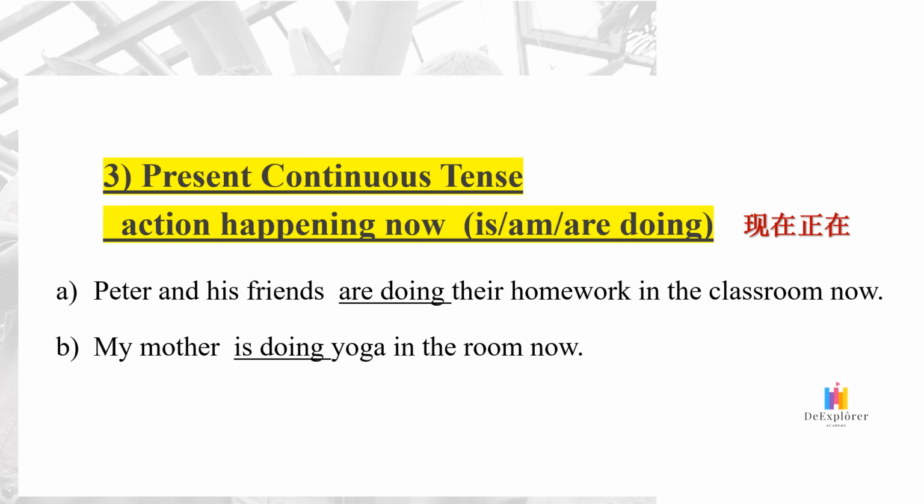So my mother is doing yoga in the room now. 瑜伽 okay, so 现在 exercise, the type of exercise. So my mother is doing yoga in the room now. Okay, so copy these two sentences 不用空行啊 A and B into your exercise book.